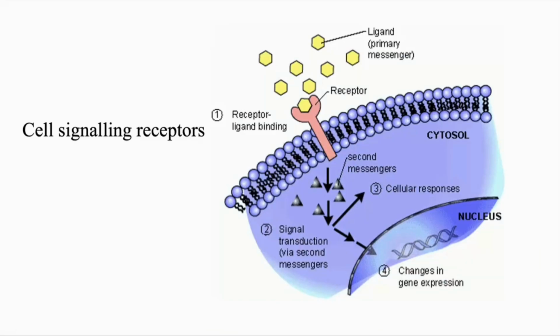Next one is cell signaling. In the plasma membrane, we can see the receptors. These are proteins which are present on the surface of the plasma membrane, and they recognize the messengers, that is ligands or chemicals. When a ligand gets attached to the receptor, it gives a signal inside the cell.